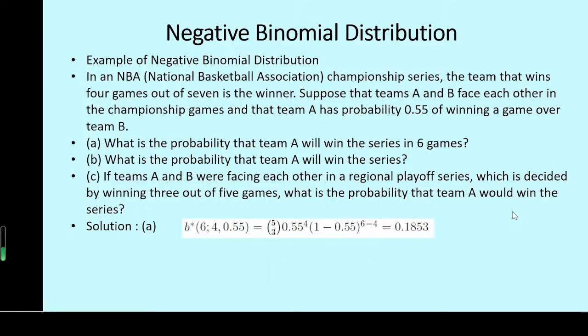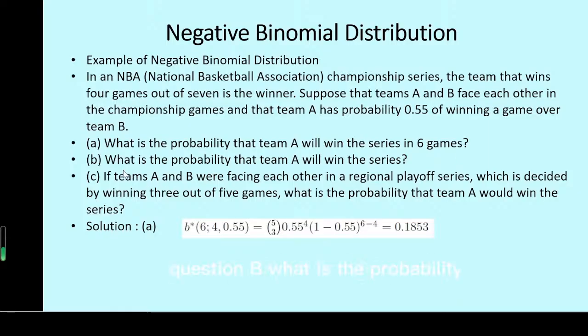So the example: in an NBA championship series, the team that wins 4 games out of 7 is the winner. Suppose that team A and team B face each other in the championship games, and that team A has probability 0.55 of winning a game over team B. What is the probability that team A will win the series in 6 games?